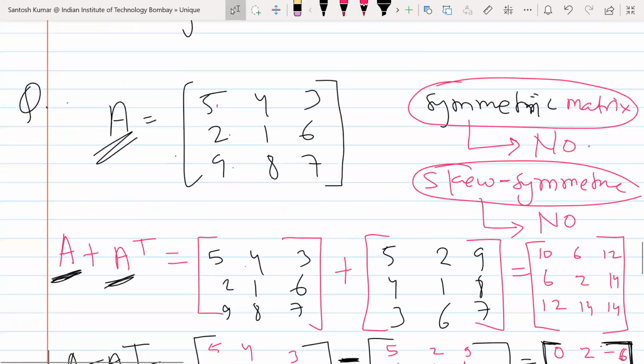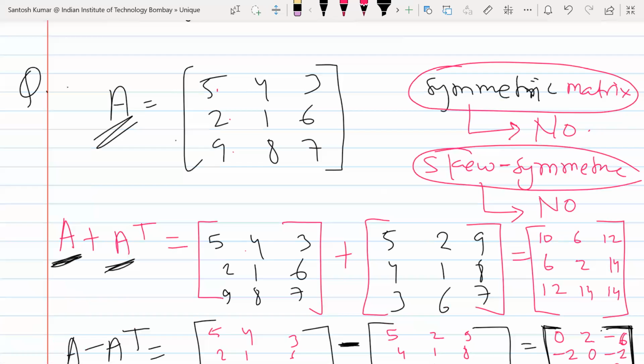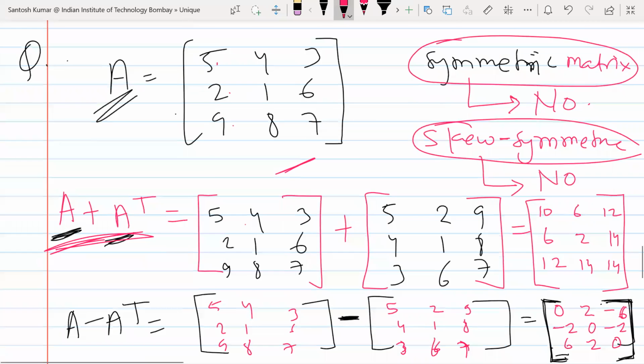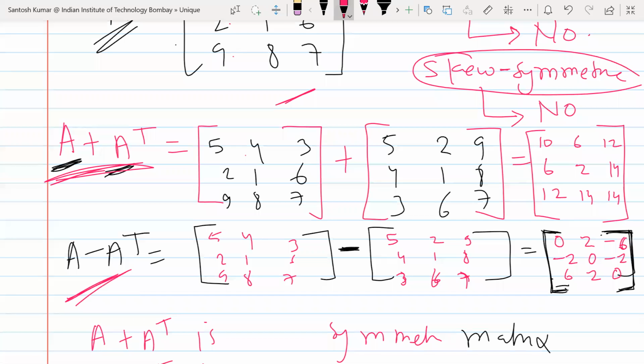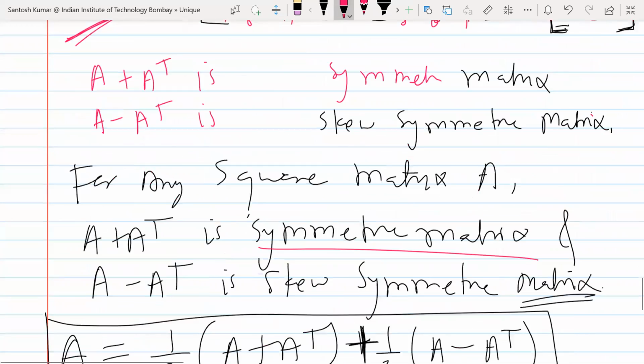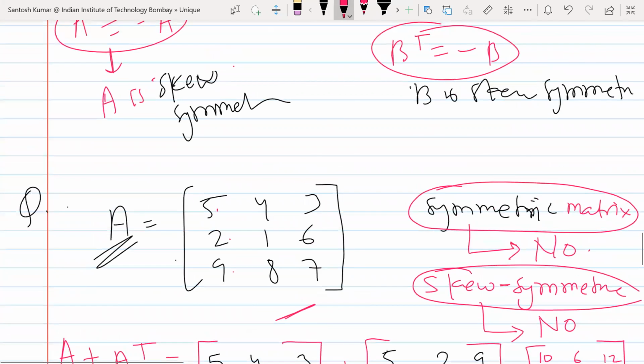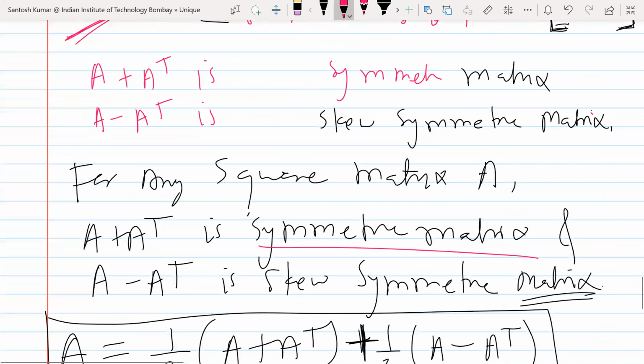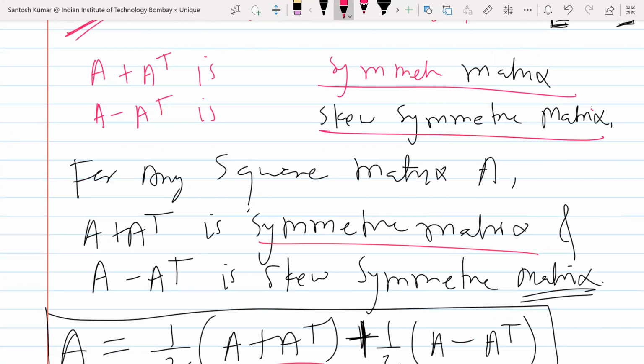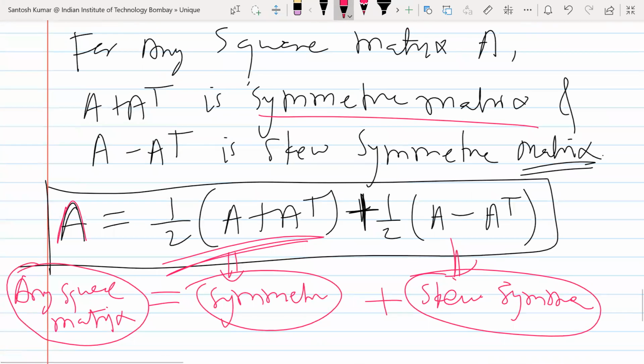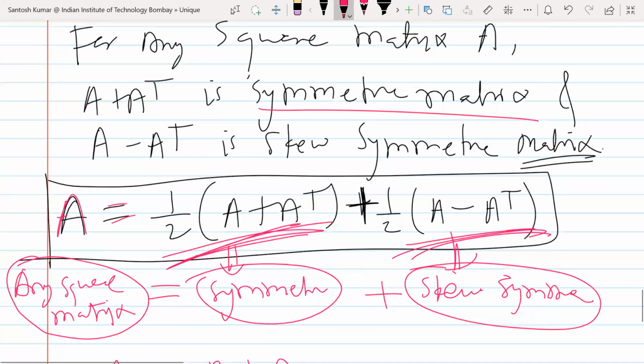So in this question, anyone has a doubt? A मेरे पास ये है. So I wanted to calculate A plus A transpose and A minus A transpose, just to justify that A plus A transpose will be symmetric and A minus A transpose will be skew symmetric. For any square matrix you choose, A plus A transpose will always be symmetric, and A minus A transpose will always be skew symmetric. And every matrix can be written as a sum of a symmetric plus a skew symmetric matrix in a unique way.